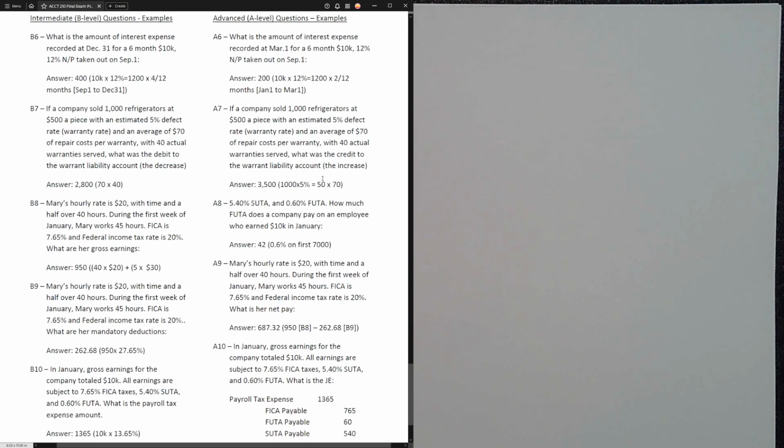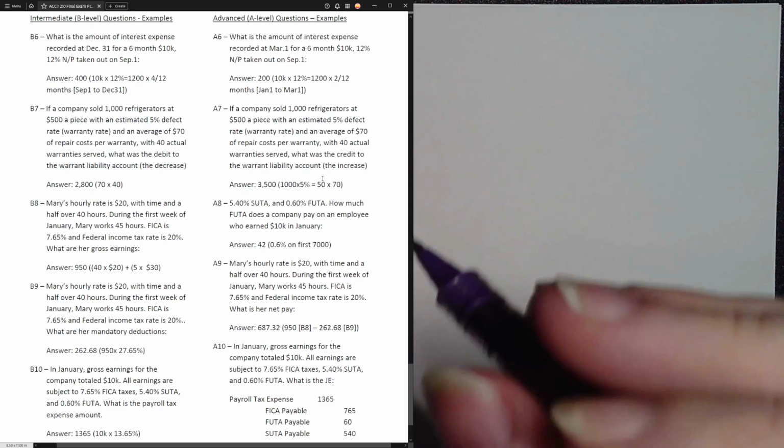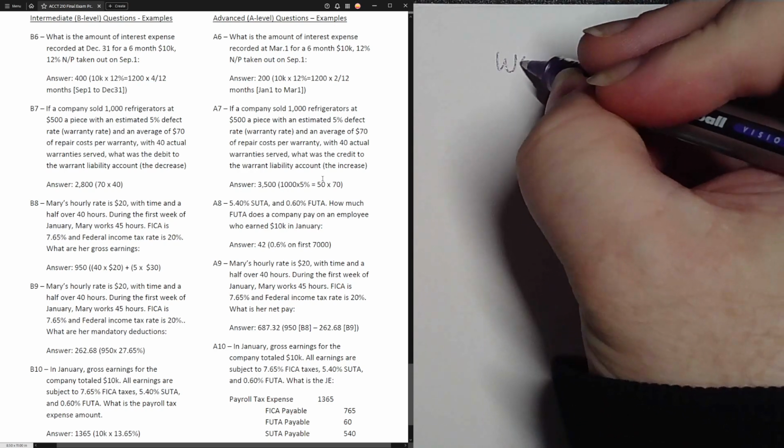B7 and A7 are warranties. These are the two parts of the warranties that we've looked at before. If a company sold 1,000 refrigerators at $500 a piece with an estimated 5% defect, average of $70 repair cost per warranty with 40 actual warranties served, what was the debit to the warranty? So here, I guess the main thing here is the debit. What is the decrease? The decrease when we talk about the warranty liability.